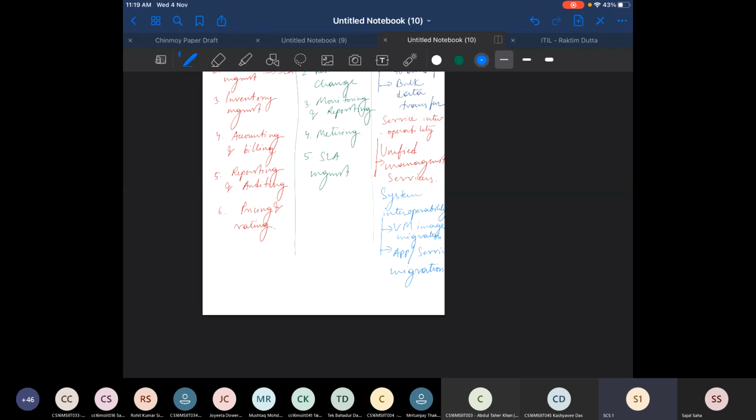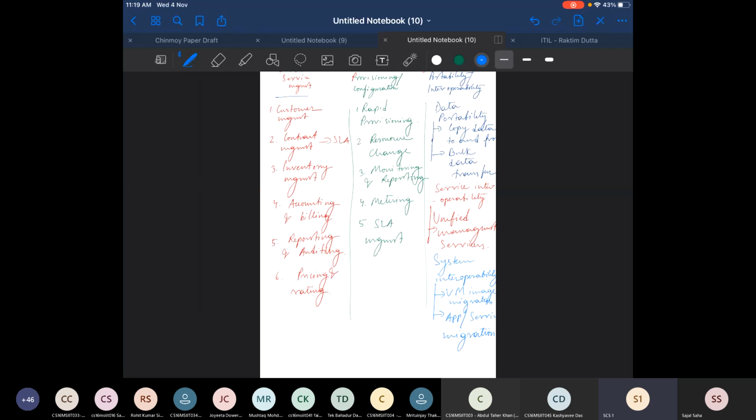Now, is there any question? Bolo. Sir, what will be the difference? Because both VirtualBox and VMware accept ISO format also. So what is the difference between using ISO format and OVF, Open Virtualization Format?